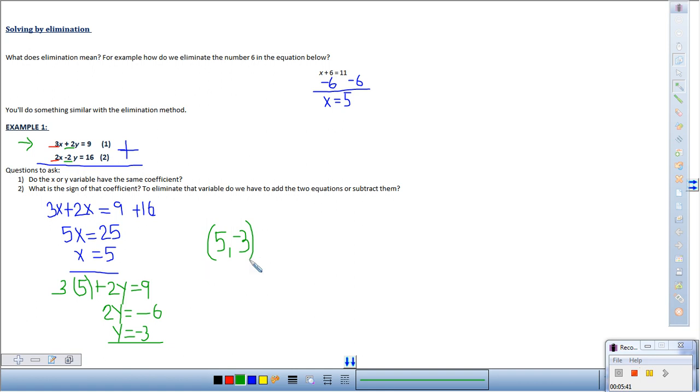Thank you, and please move on to example number 2 on your worksheet. And also you have a variety of systems of equations in your textbook.